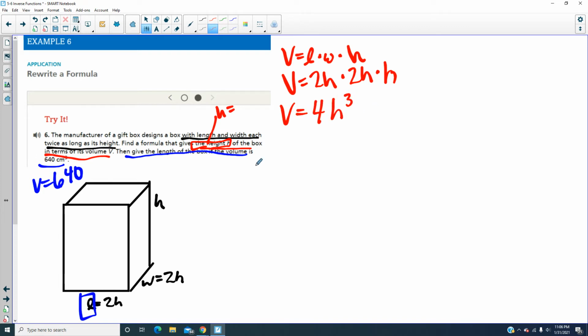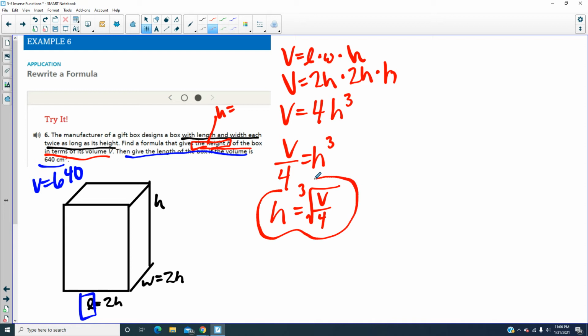Okay, so then what do I need to do? I need to solve that for h. Divide both sides by 4. And then take the cubed root of both. So h is going to be the cubed root of volume over 4. All right, so there's my formula for height in terms of volume. Then I need to find the length, but I only know the height, and I'm given that the volume is 640. So I'll start off by substituting in 640 for volume.